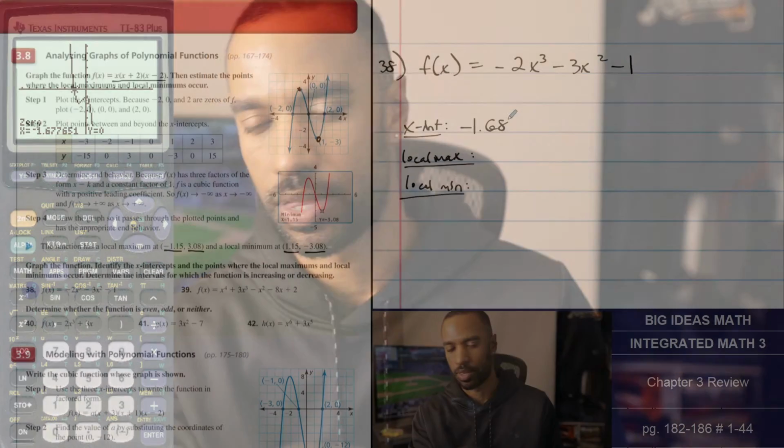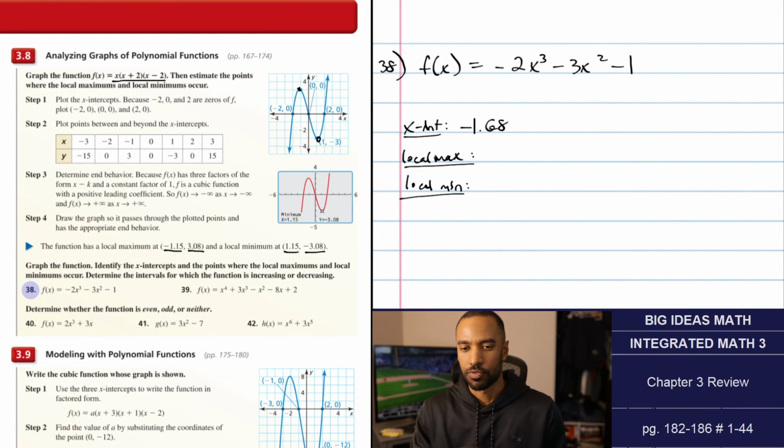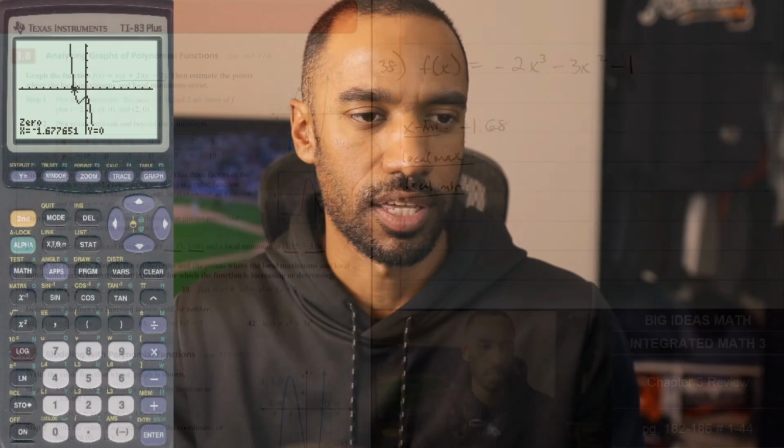That shouldn't take so long to compute. There it is. Negative 1.68, we'll say. So it's negative 1.68 for the x-intercept. Okay. Let's find the local max and min of this thing here.